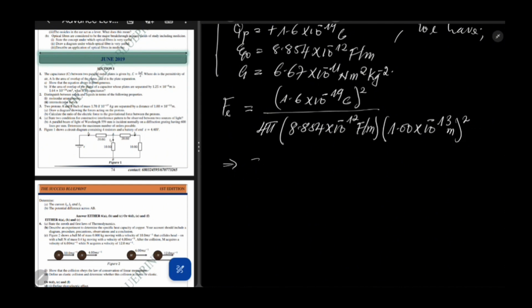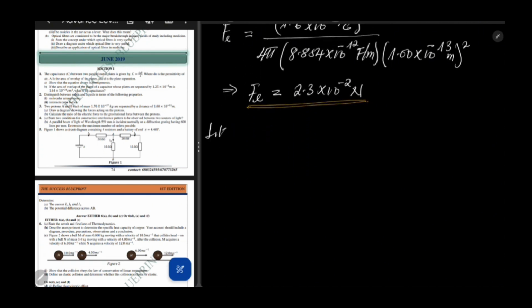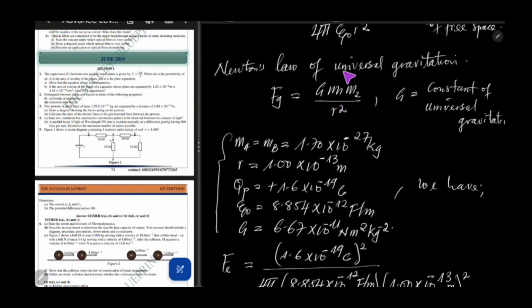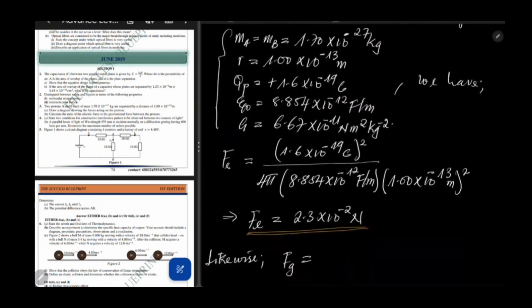If you punch this, you're going to have Fe, let me quickly punch. Okay, you're going to have Fe to be approximately equal to 2.3 times 10 to the power negative 2 newtons. That is the value of the electric force. What about the gravitational force? So likewise, we have that Fg will be equal to the gravitational constant G times the product of their masses divided by the square of their separation.